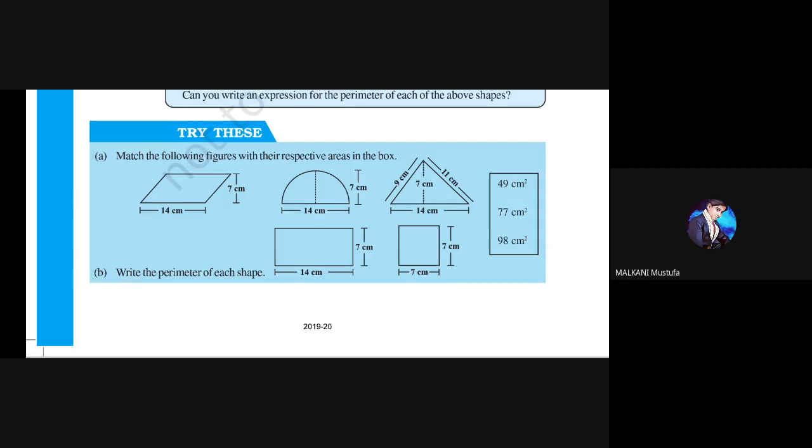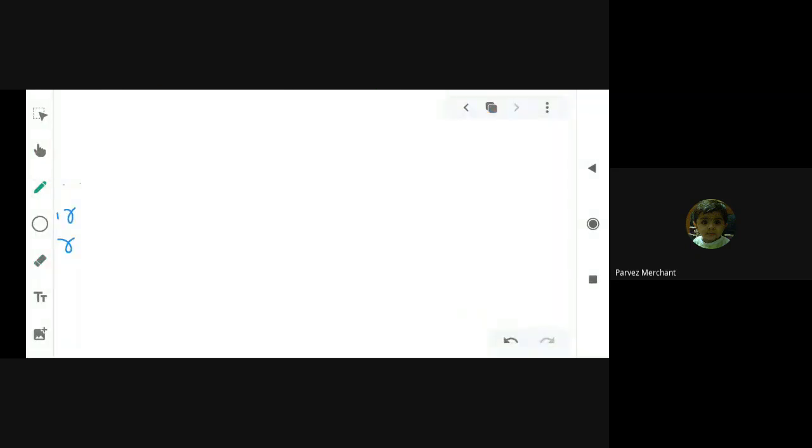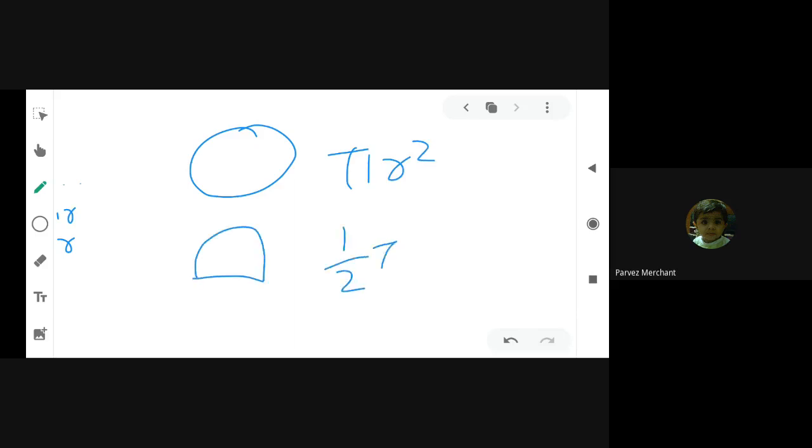Okay. Now tell me the area of a circle: pi r square. Yes or no? Yes, sir. Pi r square. So what is the area of a semicircle? Half the area, pi r square by 2. We will do the calculation here. If the area of a circle is pi r square, what is the area of a semicircle? 1 by 2 pi r square.